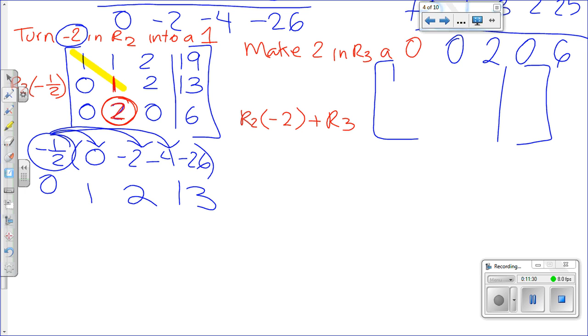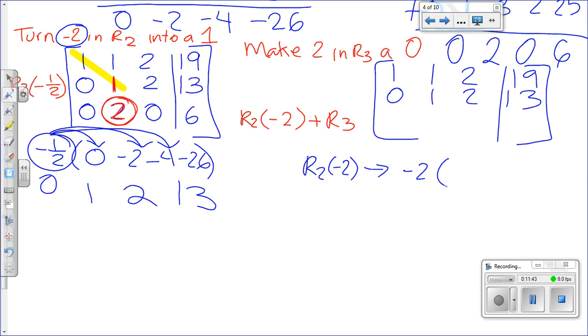Let's just copy R1 and R2. And so now R2 times negative 2, so it's going to look like this. Raquel, tell me R2, please. 0, 1, 2, 13. Okay, so now we multiply negative 2 times every element in that row. That will be negative 2 times 0 is 0, negative 2 times 1 is negative 2, negative 2 times 2 is negative 4, negative 2 times 13 is negative 26.